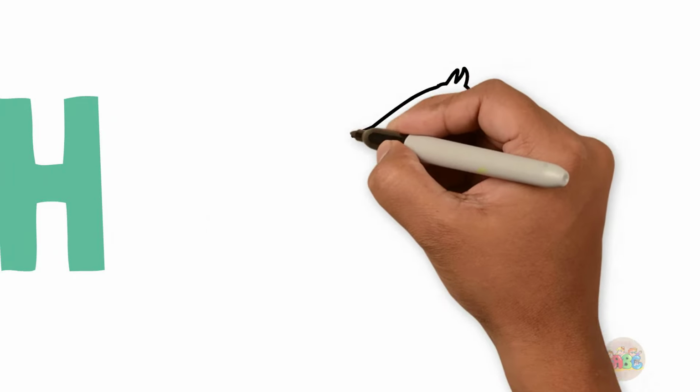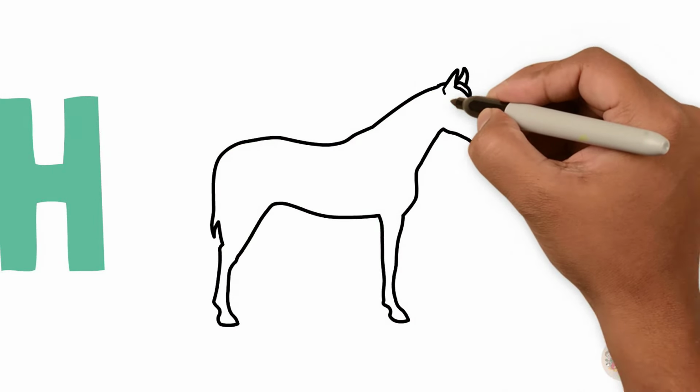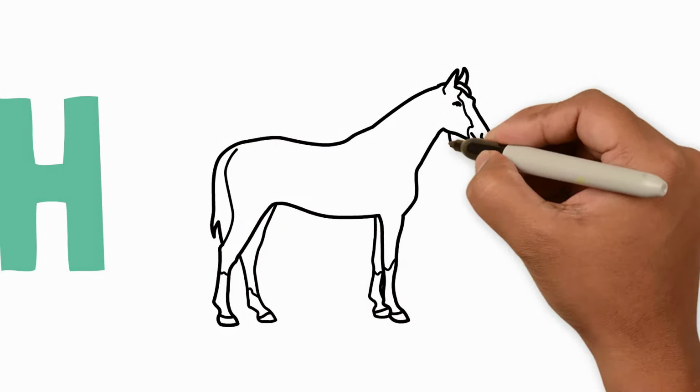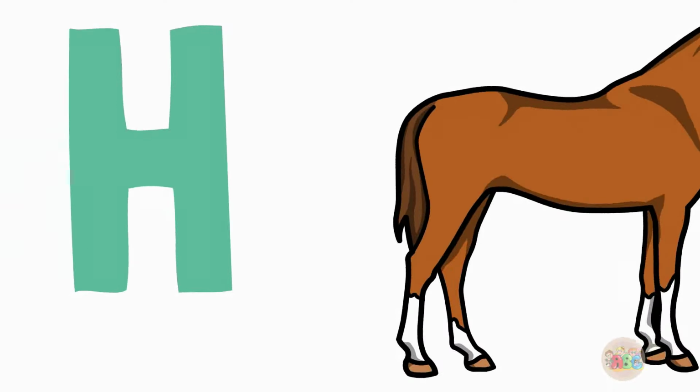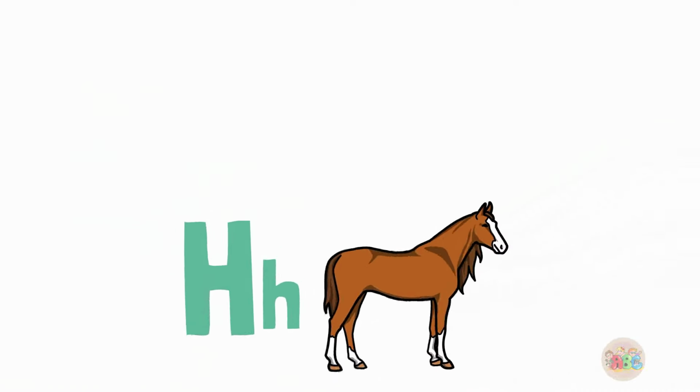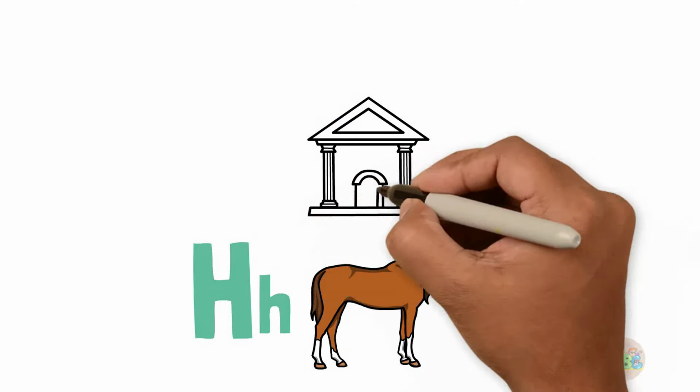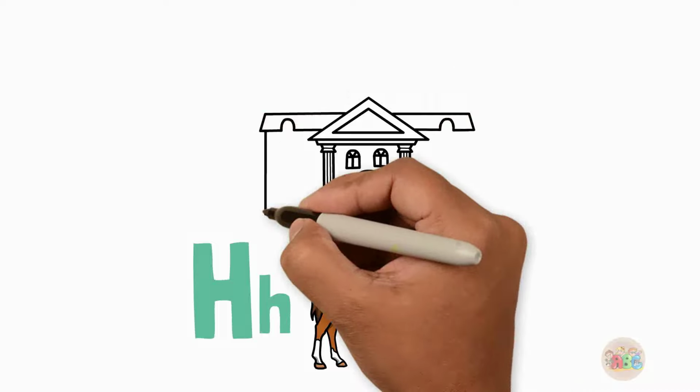H. H is for horse. Horse. Again say with me. H is for house. House.